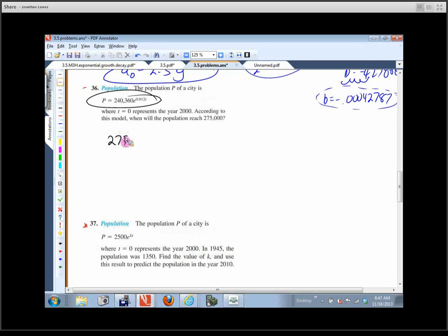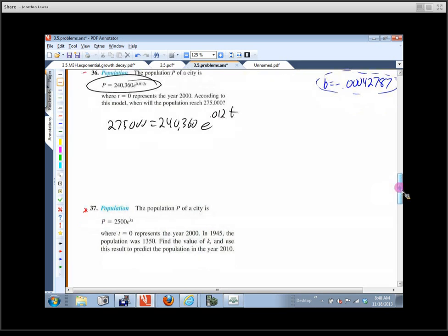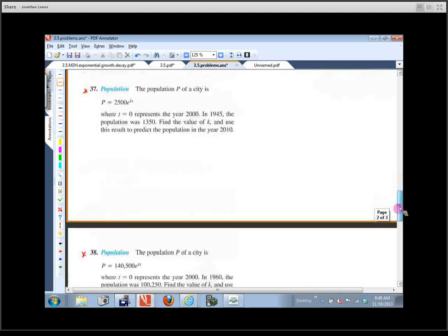So I set 275,000 equal to 240,360 e to the 0.012 t. And have we not solved a bunch of these before? Divide by the 240,000. Take the ln of both sides to bring that down where you can work with it, and then divide by 0.012, and that'll give you your answer. Okay? Any questions? Okay, I don't think we need to finish this. We've solved a bunch of those like that already. Take a look at problem number 37.